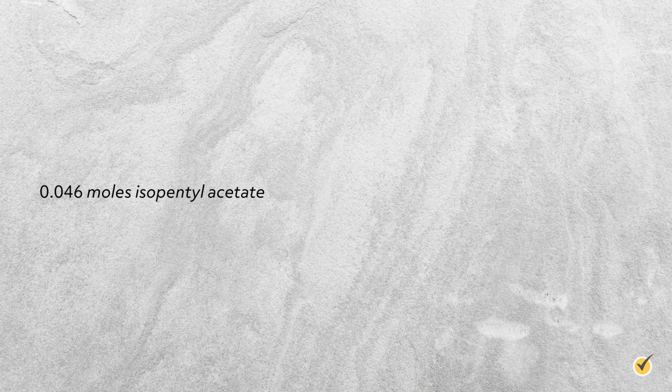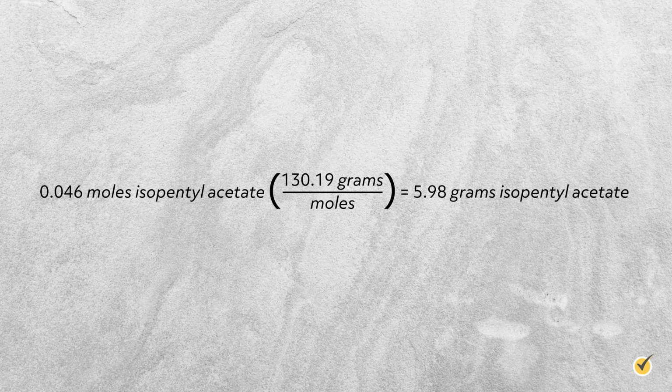We now know that if everything goes perfectly, we at most can make 0.046 moles of banana oil. But wait, we didn't measure the moles of our banana oil in the lab. We took its mass, so we better convert those moles to grams using the molar mass of isopentyl acetate. 0.046 moles of isopentyl acetate times 130.19 grams per 1 mole of isopentyl acetate is equal to 5.98 grams of isopentyl acetate.